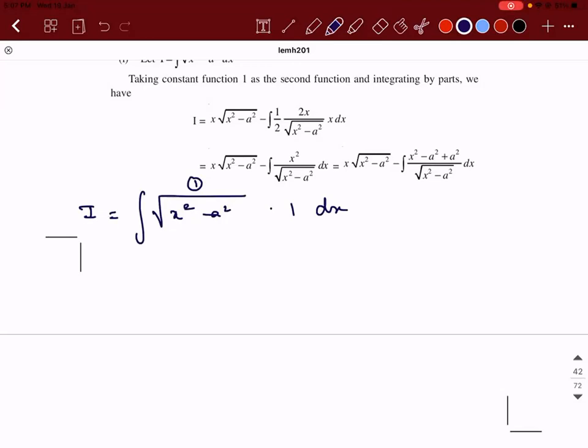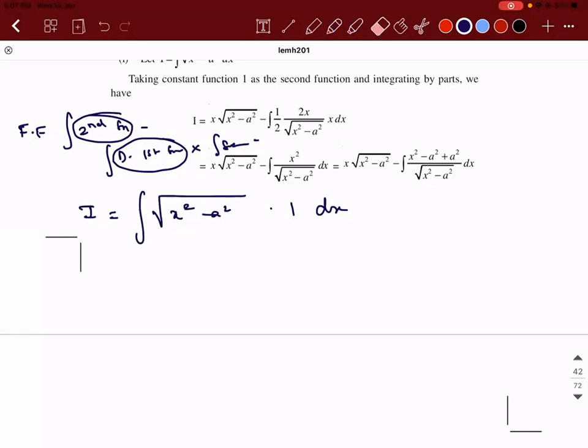Here the tricky part is, you need to know which one should be chosen as the first and which one as second. Remember, when you're doing by parts, it is the first function into integral of second function minus integral of derivative of first function into integral of second function, right? So the first function, wherever it is there, you're going to differentiate it, and the second function you're going to integrate it. So you logically tell me which one should I take first so that you're able to proceed better. Should I take root of x square minus a square as first or 1 itself as first?